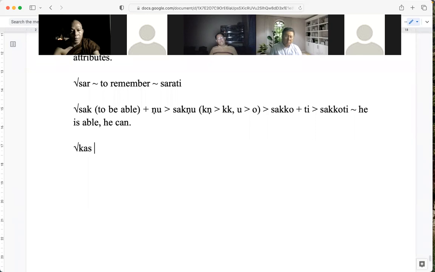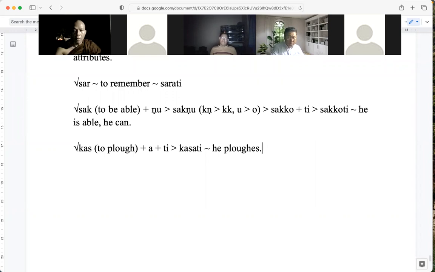So root kas means to plant. Okay, so sign is A and then D. So we have the kasati, meaning he plants. He plants the field or the farm like that.